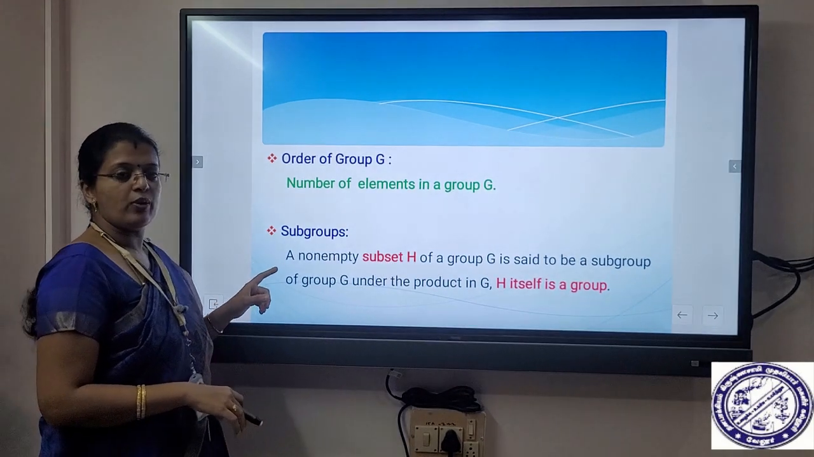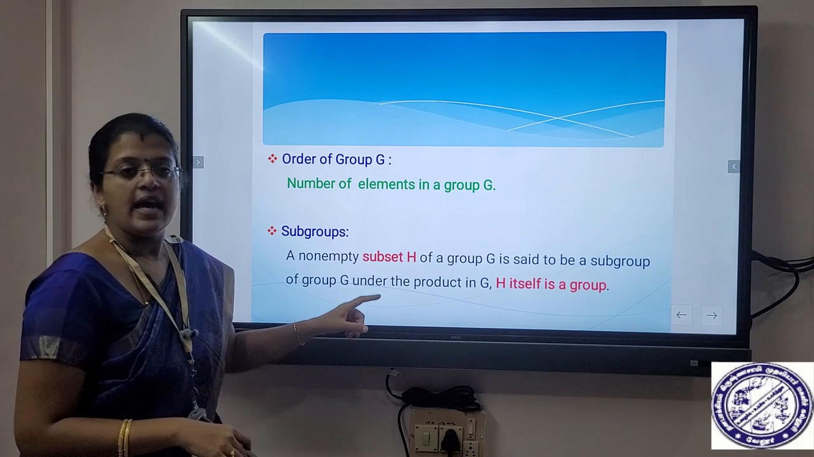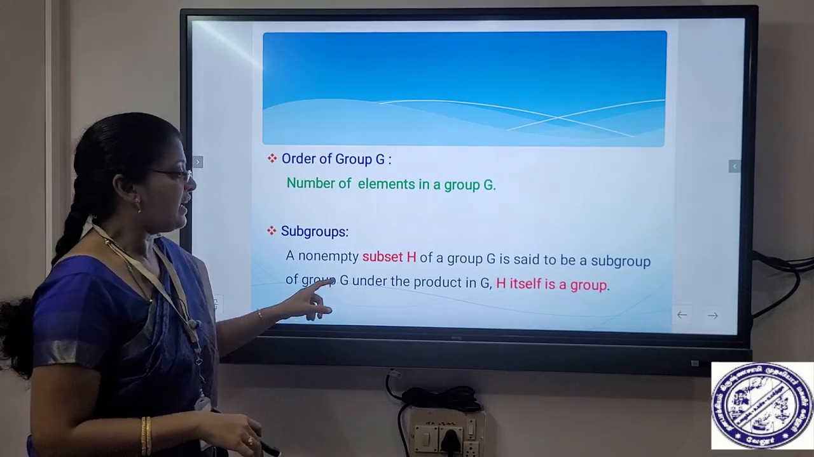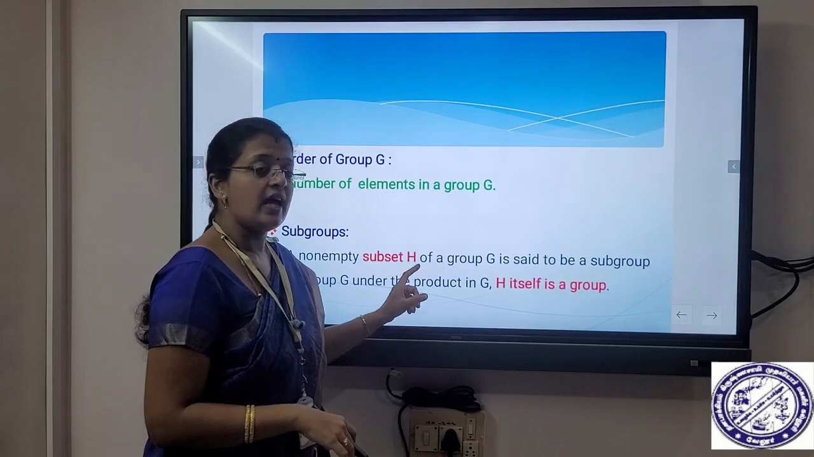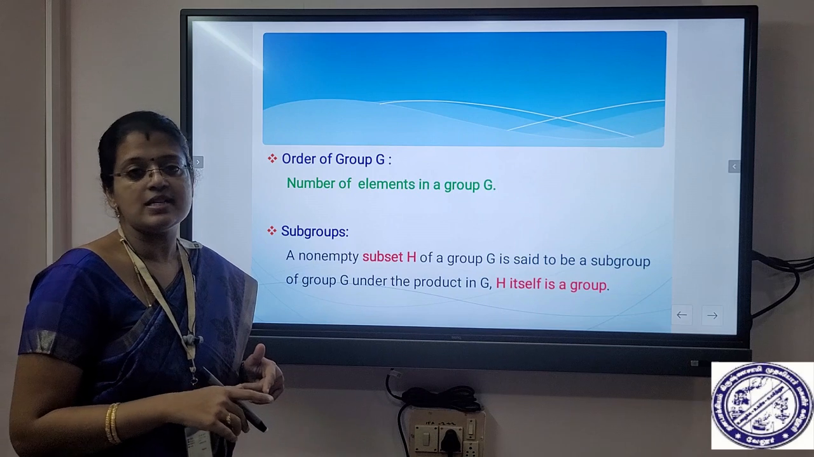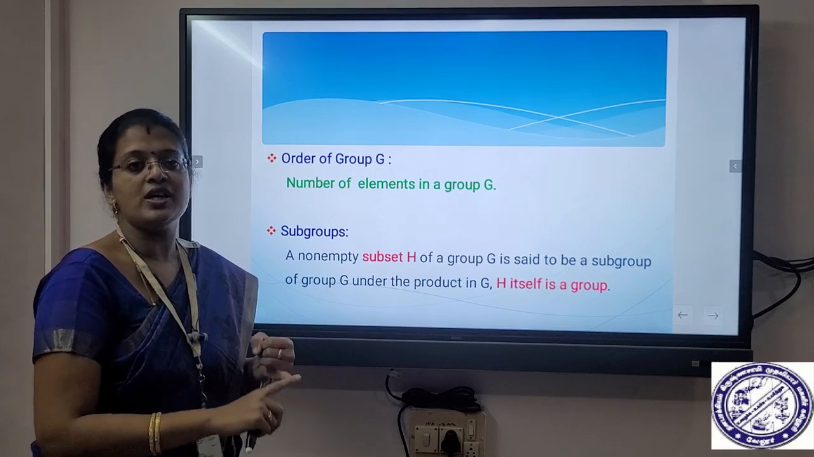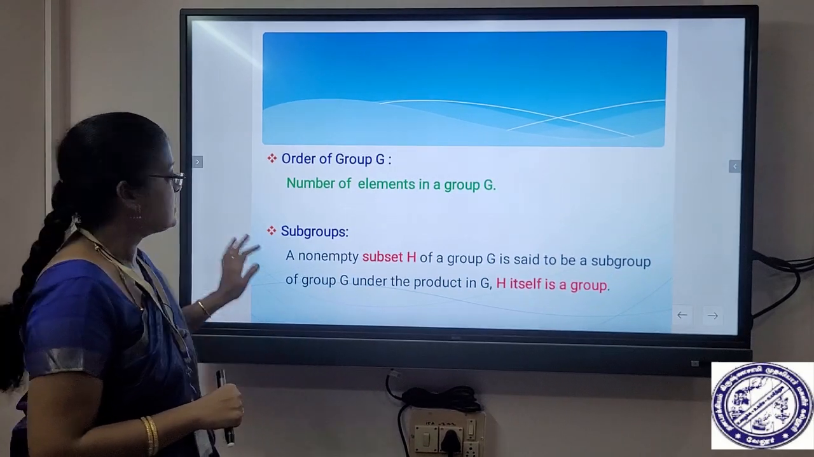Next definition we are going to see is subgroup. A non-empty subset H of G is said to be a subgroup under the operation. Here the binary operation we have taken is product. If H itself is a group, that is, if H itself satisfies the 4 conditions, closure, associative, identity, inverse, then it is said to be a subgroup.